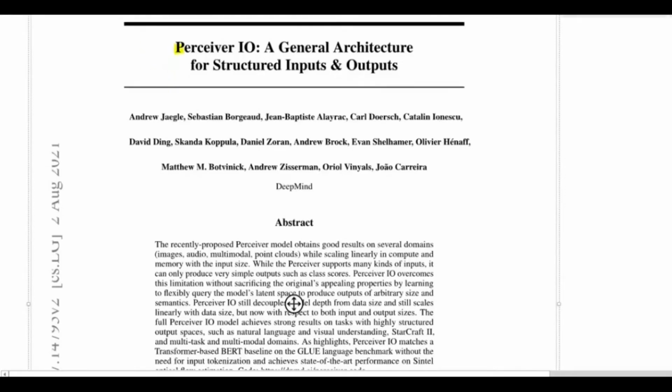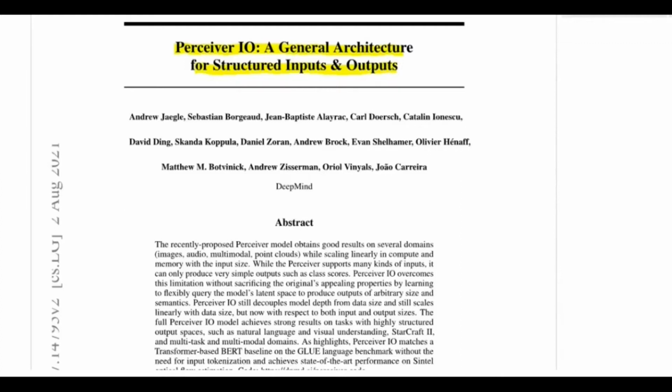Hi there. Today we are going to look at a paper called Perceiver IO, a general architecture for structured inputs and outputs by DeepMind. This has been recently in the news as a generalizable architecture that solves the time and space complexity of transformers. It can take any of the inputs, from images or text or any other formats, and provide a generalizable output for that.